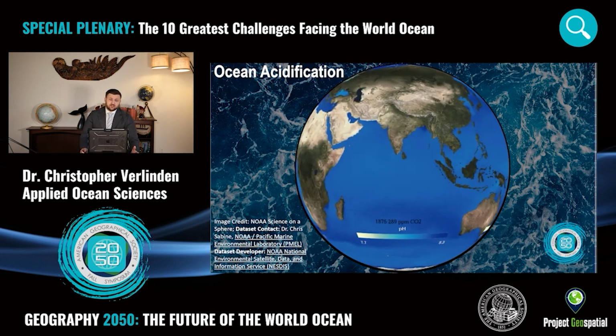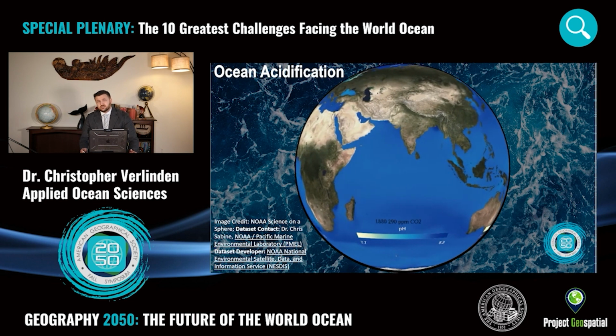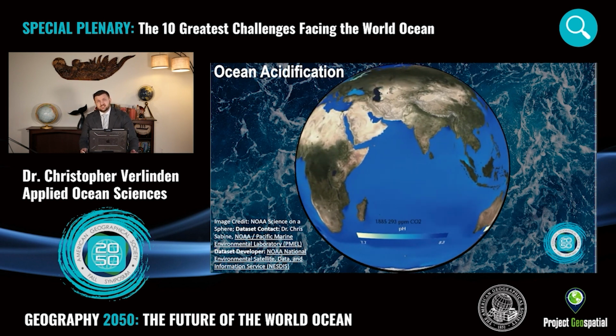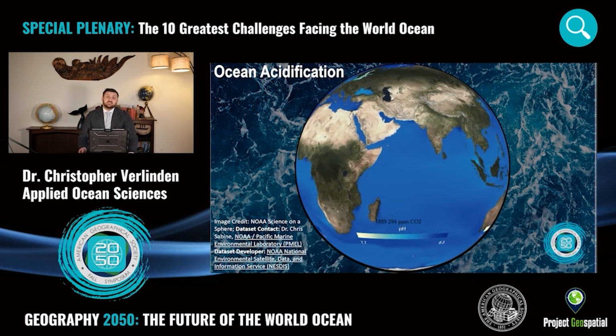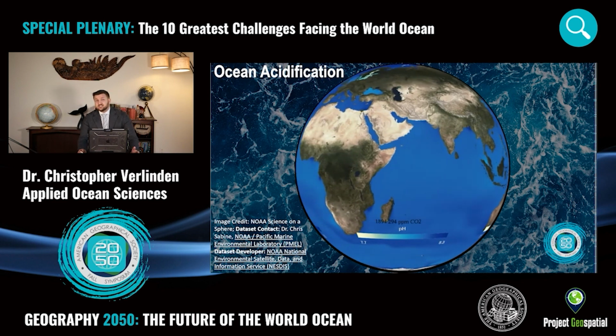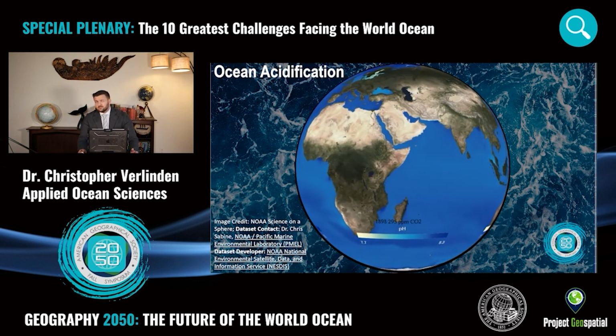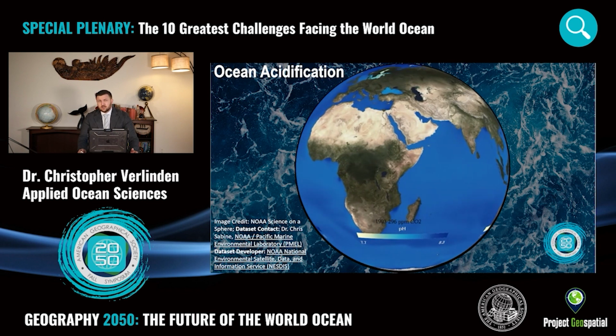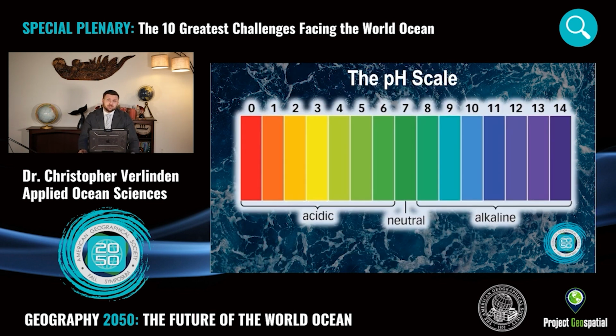Now, in order to understand ocean acidification, we need to first talk about what is meant by the term acidification. Not surprisingly, the term acidification refers to when a fluid, in this case the ocean, becomes more acidic. But what is meant by the term acidic? Well, acidity is typically measured on the pH scale, which ranges from 0 at the most acidic to 7, which is neutral, and 14 at the most basic end of the scale.